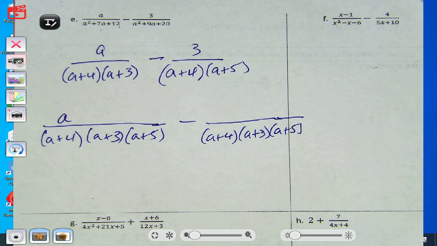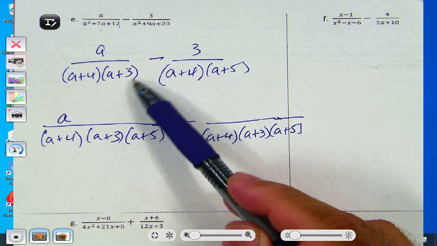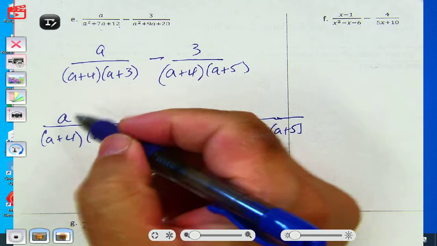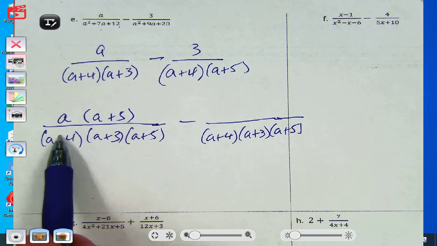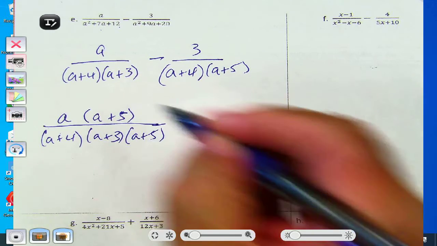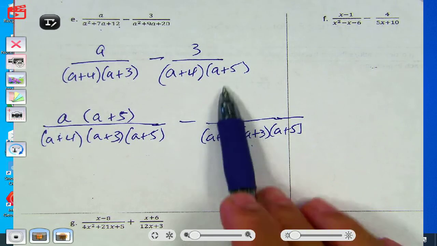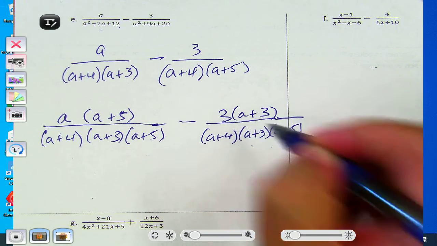Okay. Now, what is new between the original denominator and the new denominator? What's new? A plus 5. So you've got to put that in the numerator, right? I kept the old numerator. The a was the old numerator. And then I multiplied the top by a plus 5. So what's new in the second denominator? A plus 3. So we're going to multiply the numerator by a plus 3.